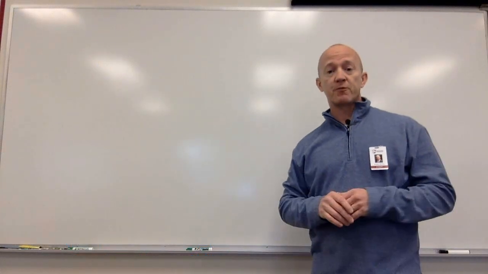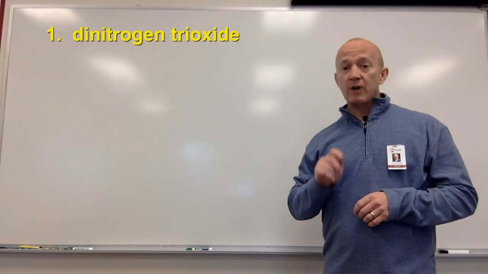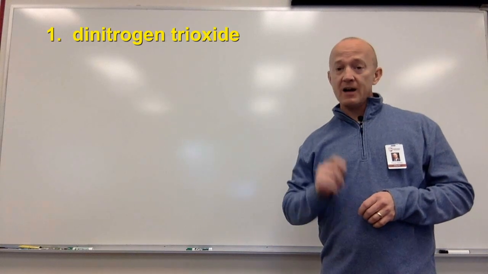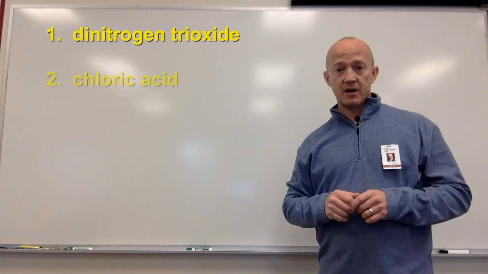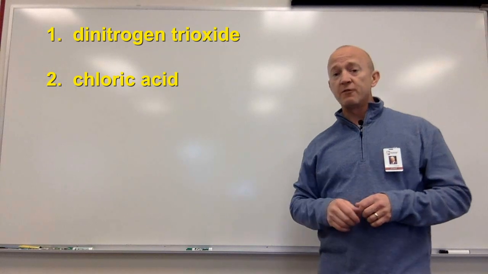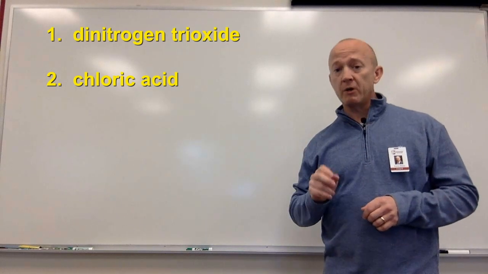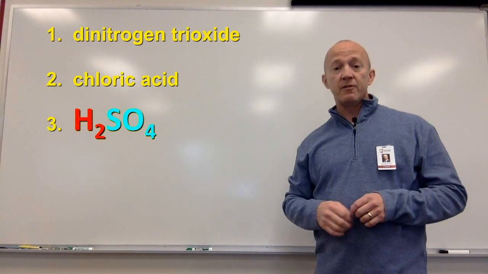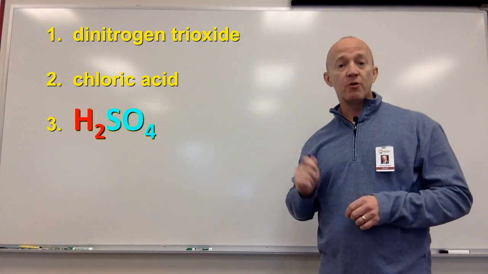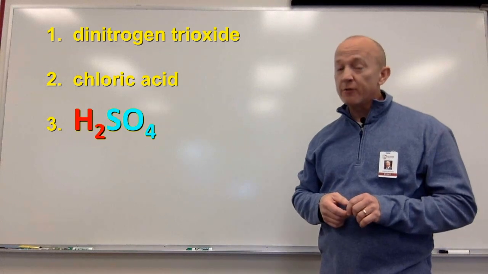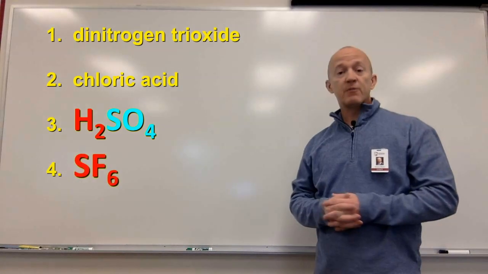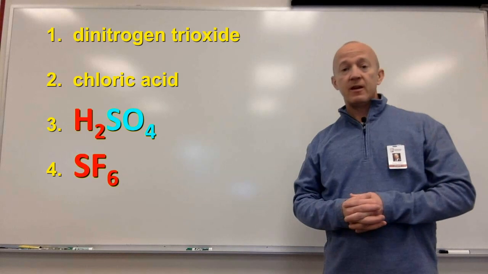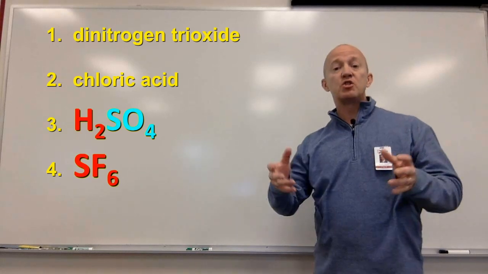Okay, got some homework for you to do. Number 1, write the formula for dinitrogen trioxide. Number 2, write the formula for chloric acid. Number 3, write the name of H2SO4. Notice that there's hydrogen on front. And number 4, write the name of SF6. You can put your answers in the LMS. That's all we're doing in this video.